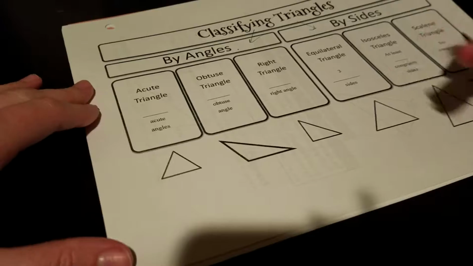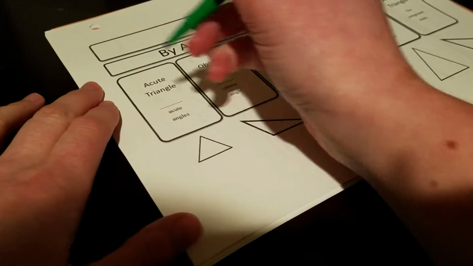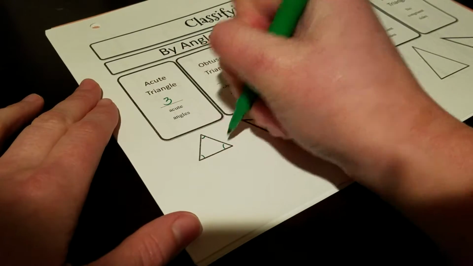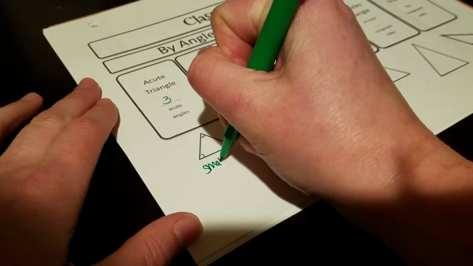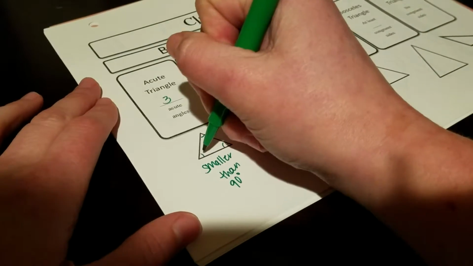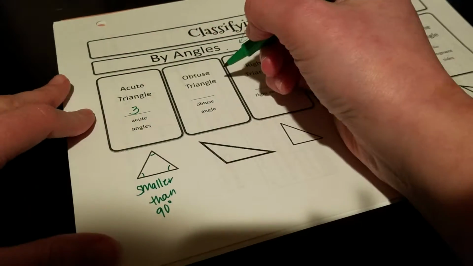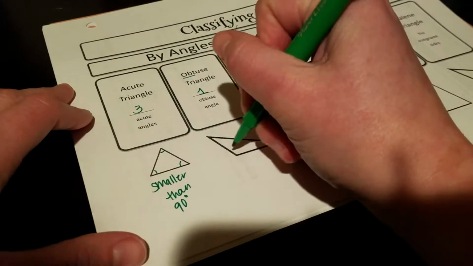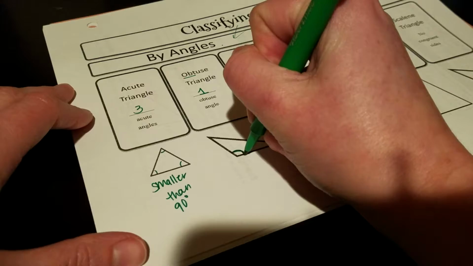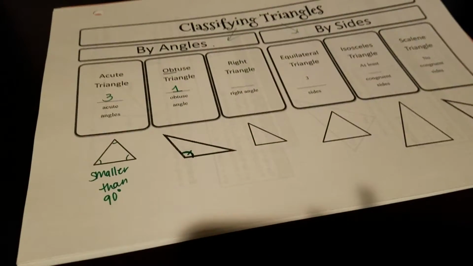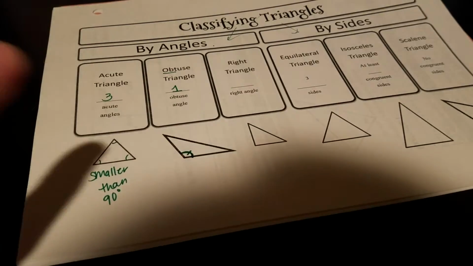To start off, acute triangle means that you have three acute angles, so all these angles in here are smaller than 90 degrees. That's the easiest way to think about it. If we go obtuse, obtuse has one obtuse angle, and that would be found right here. If you look at it, it's greater than 90 degrees. Obtuse, I think obese, so it's a very large angle.